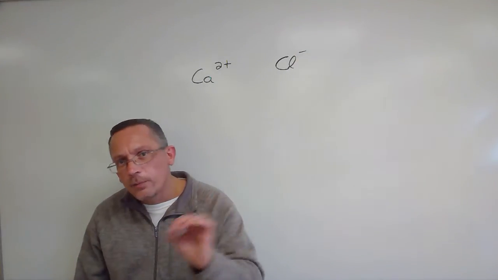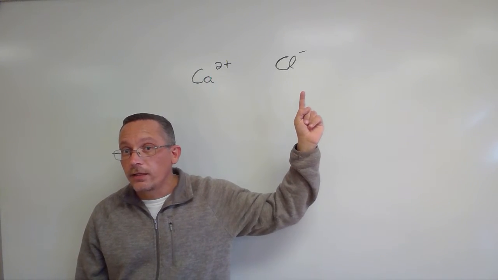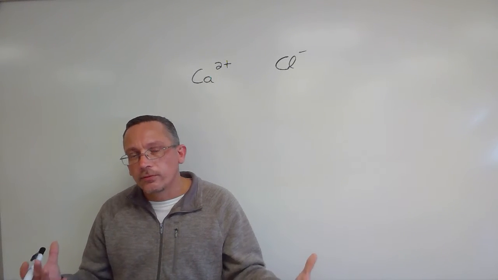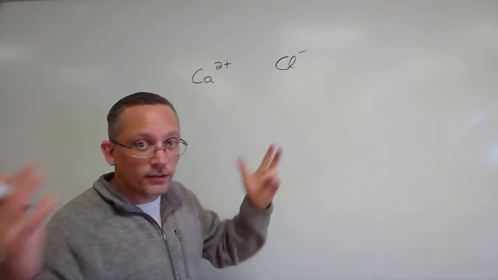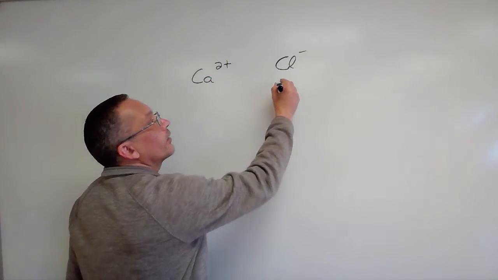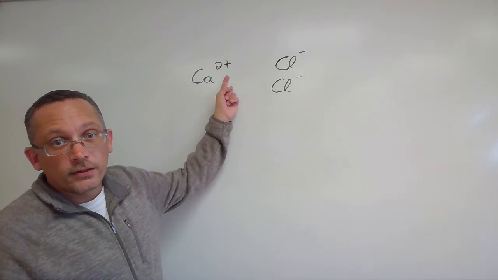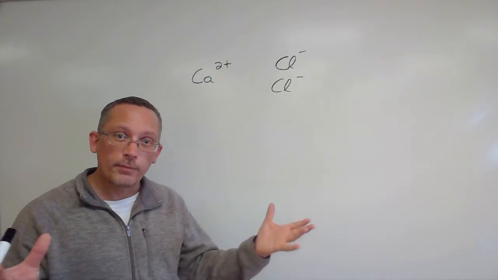So I have to ask myself, how many of each are needed to balance? Does a +2 balance a -1? No, it doesn't. Which one am I going to need more of? I'm going to need more of the chlorines. So this is the way I like to write it and show it in my head. I'll write a second chloride here. So I have 2 positives and 2 negatives. So now they balance out.